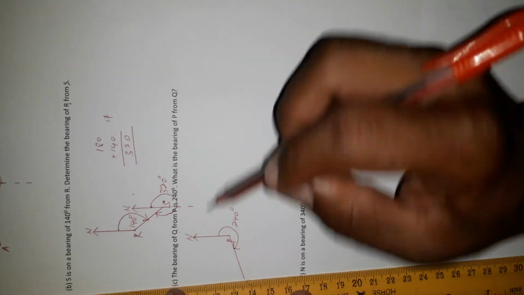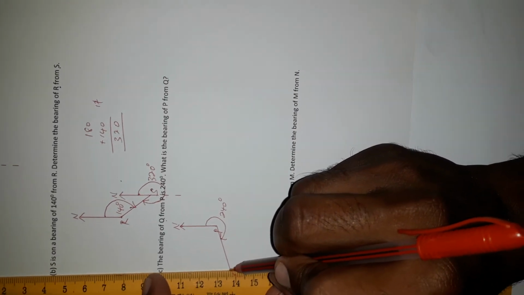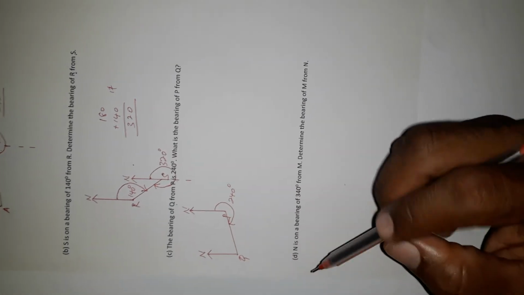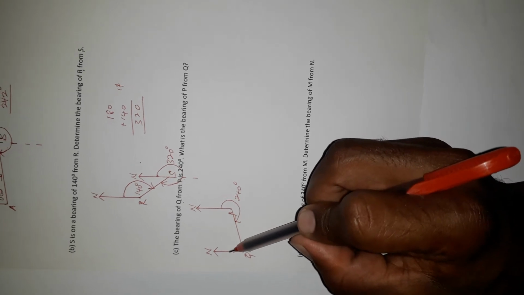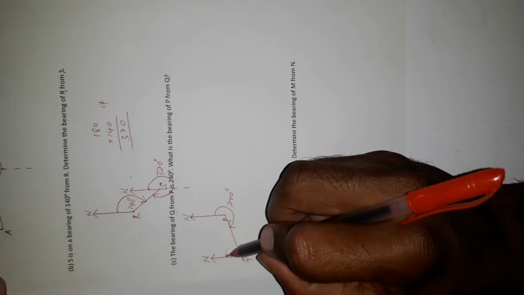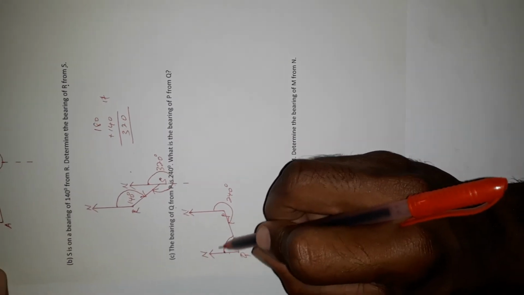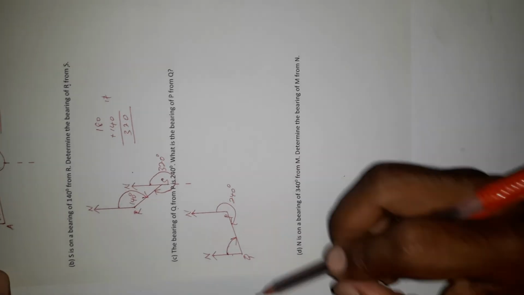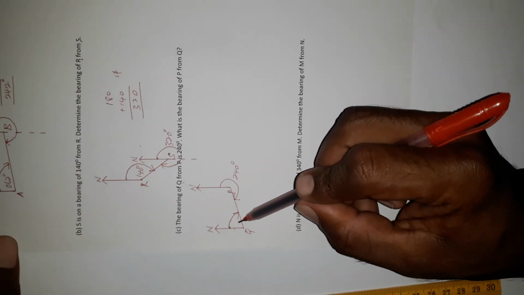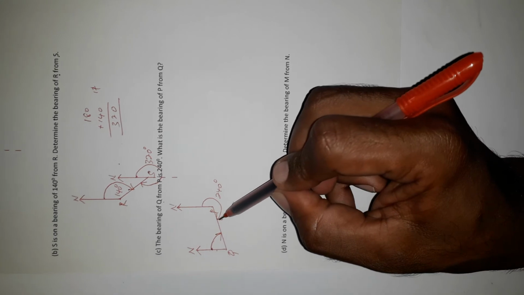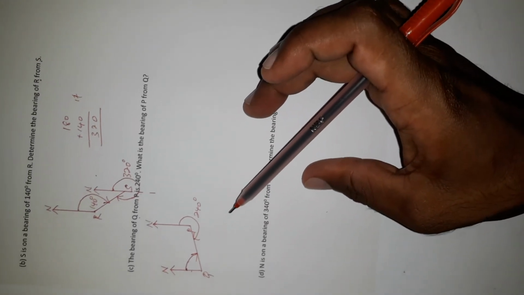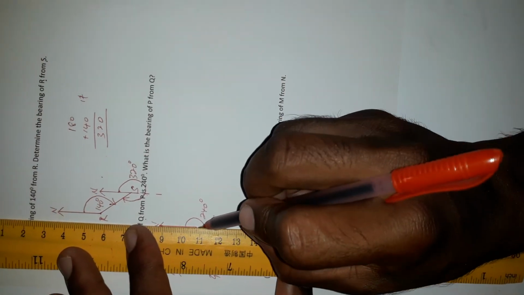So since we are starting at the point Q, we need to have a north line. Good. Instead of us going like that, that will be anti-clockwise. So we need this bearing. So we start from the north line in a clockwise direction. Good. So we need to determine how much is this angle, right? We know that this entire angle is 240 degrees. So what I'll do now, this question is a little different from the first two.